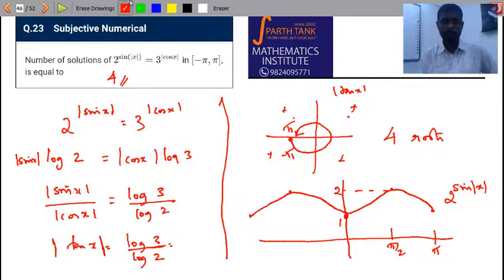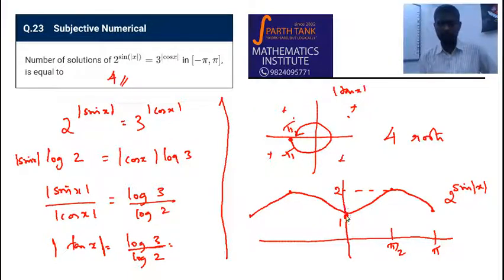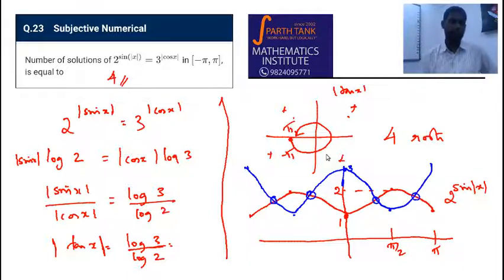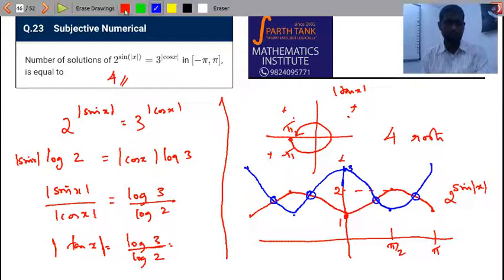What about 3 power cos x? 3 power mod cos x, when x is 0, it is going to be 1, so 3 power 1 is 3. It will start from 3 here, and then at pi by 2 it becomes 1 because x is pi by 2, this becomes 0, so 1, and then again it becomes 3. Here also it becomes 1 and 3. So you see this function will be like this or something like this. Both these curves intersect at 4 points, and those 4 are these 4 solutions. So graphically also you can come to the correct solution.